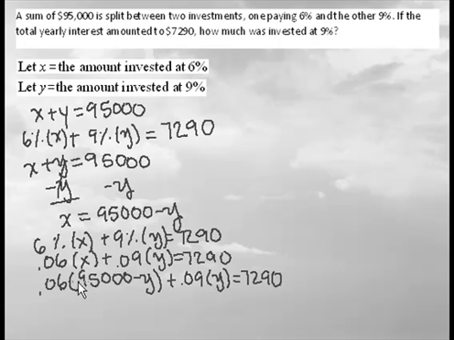So now we have to multiply 0.06 times everything inside the parentheses. So 0.06 times 95,000 is 5,700, and 0.06 times negative Y is negative 0.06Y. Now 0.09 times Y is 0.09Y. All that equals 7,290.